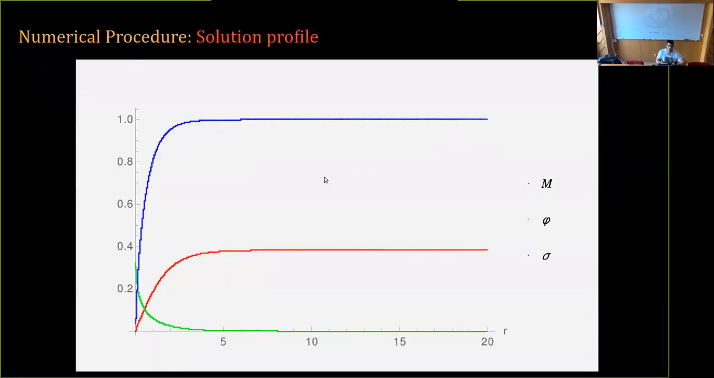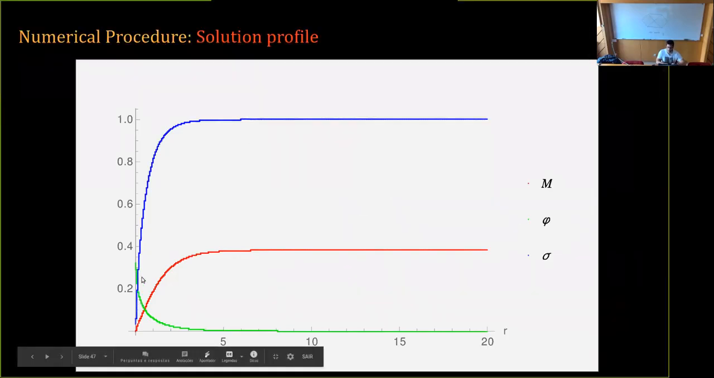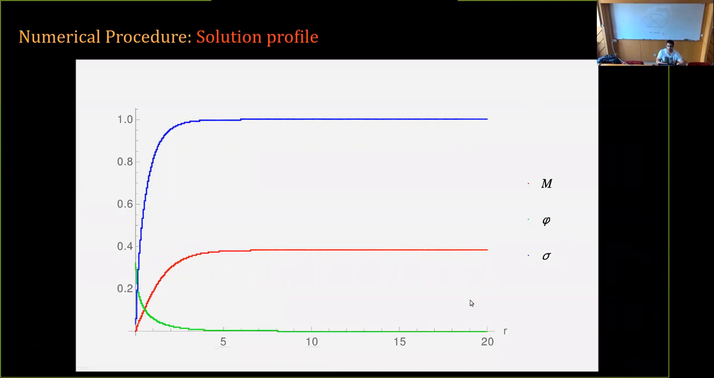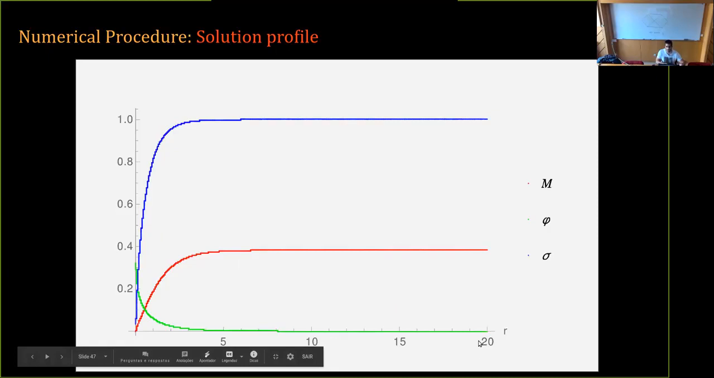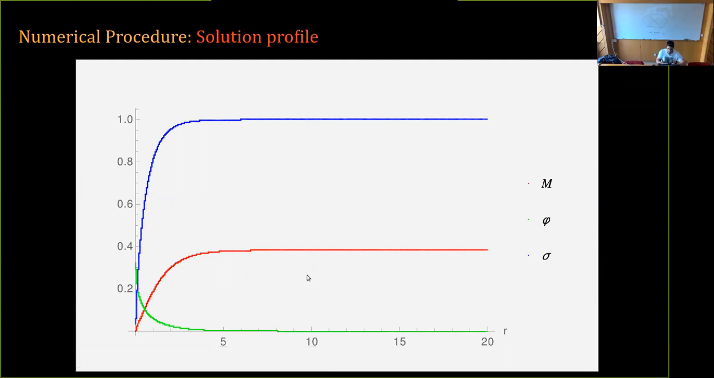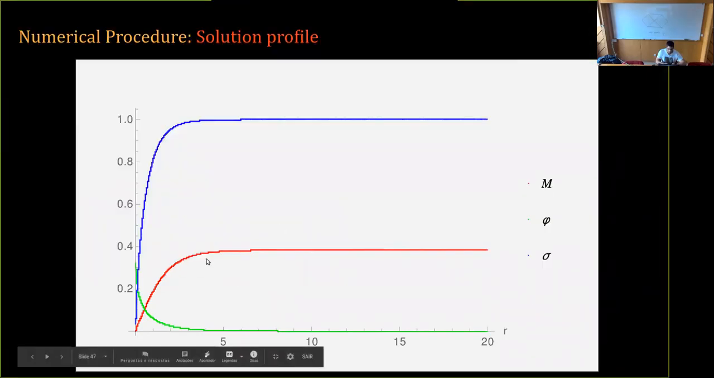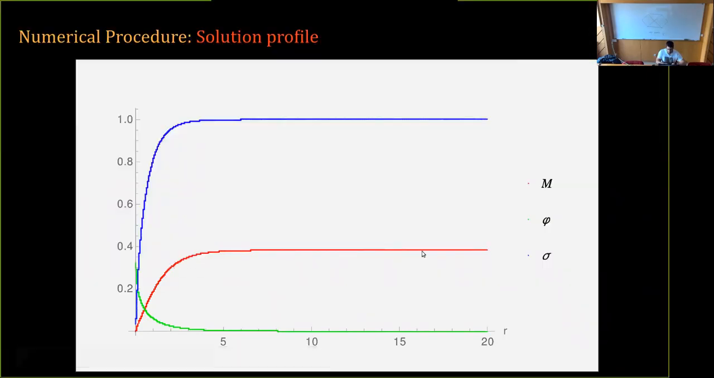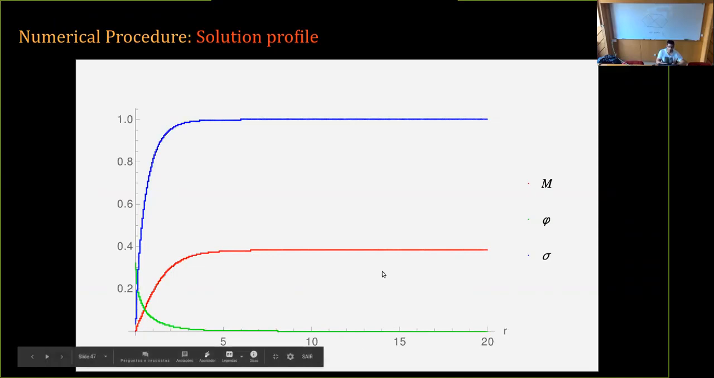So this is more or less the profile of a single solution, the solution that we obtained yesterday, where we can see that the blue line is sigma and tends to 1 as it goes to infinity. In this case, our infinity is very small, it's 20. But you can see that at around 10, all the functions have more or less stabilized, and this approximation is good enough. The mass also stabilizes to the ADM mass, and the scalar field decreases to 0. As we expect, this decay is exponential.